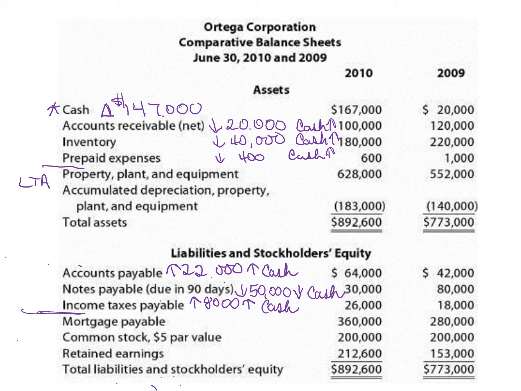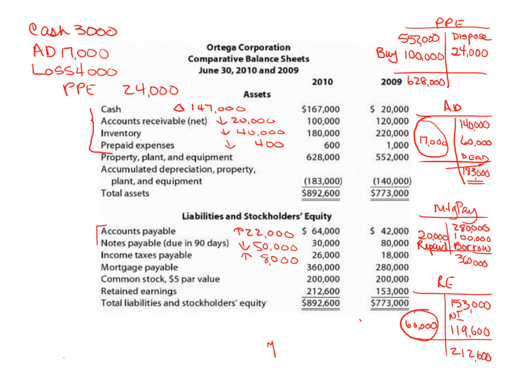So the next step, since we now know the answer, the 147,000 change in cash, and we know the changes in our current assets and current liabilities, is to analyze my long-term assets, my long-term liabilities, and my shareholders' equity accounts. So let's see what happens. All right, so property, plant, and equipment started the year with a beginning balance of $552,000.